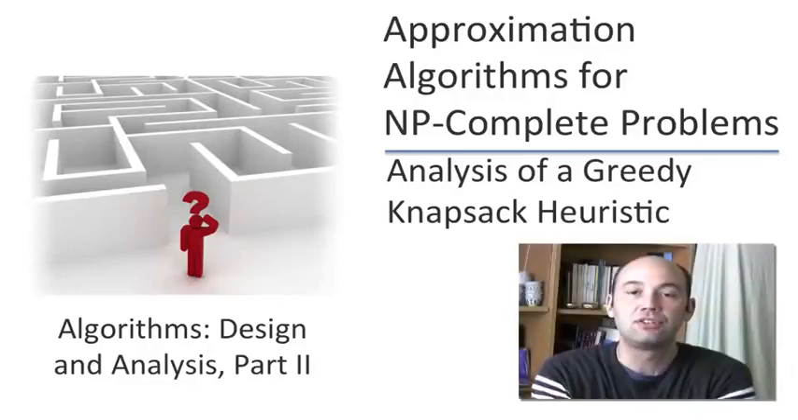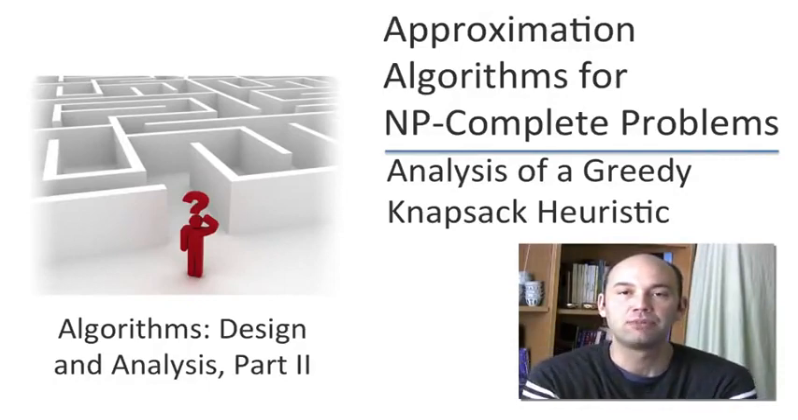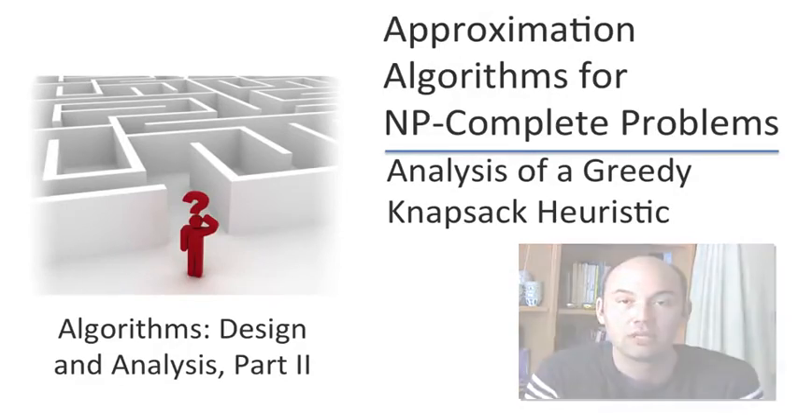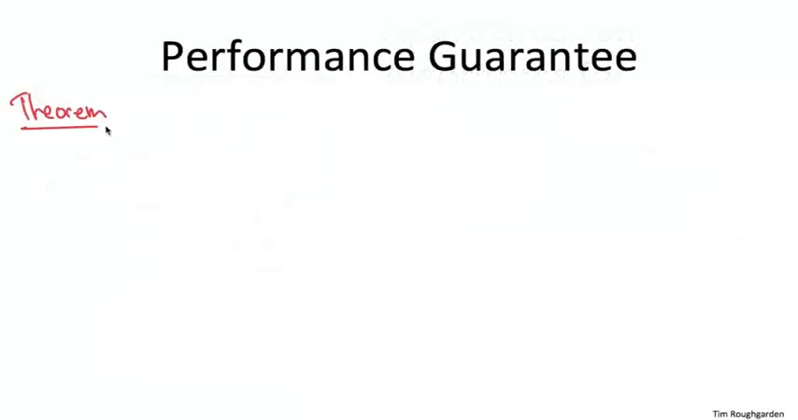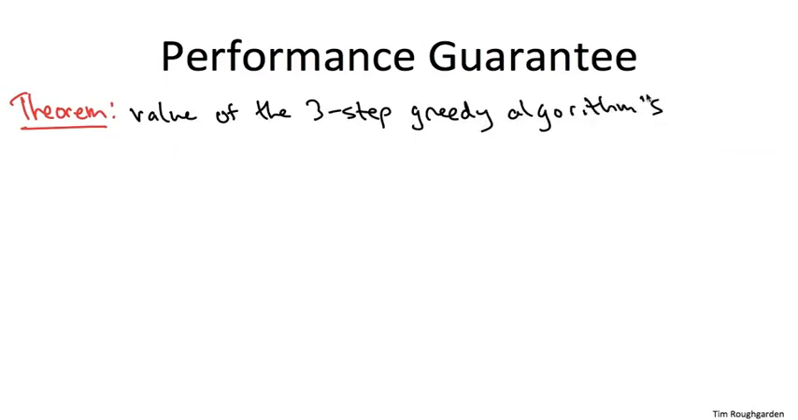Let's now turn to the analysis of our three-step greedy heuristic for the knapsack problem and show why it has a good worst-case performance guarantee. So the goal is to prove that the value of the solution output by this three-step greedy algorithm is always at least half the value of an optimal solution, a maximum value solution that respects the knapsack capacity.